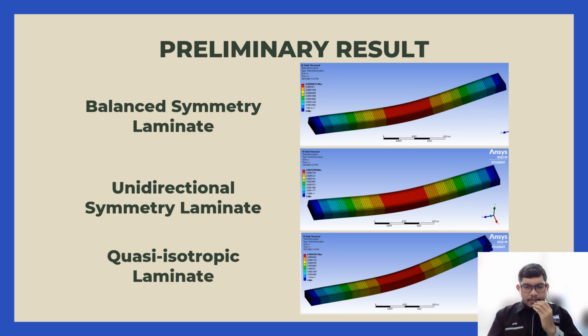Here is my project preliminary result. First is balanced symmetry laminate. We have the deformation of 6.662 E negative 004. Unidirectional symmetry laminate, which we get 5.2998 E negative 004. And quasi-isotropic laminate, we get 6.5993 E negative 004.